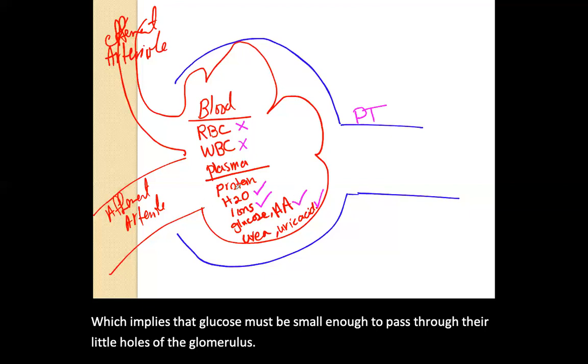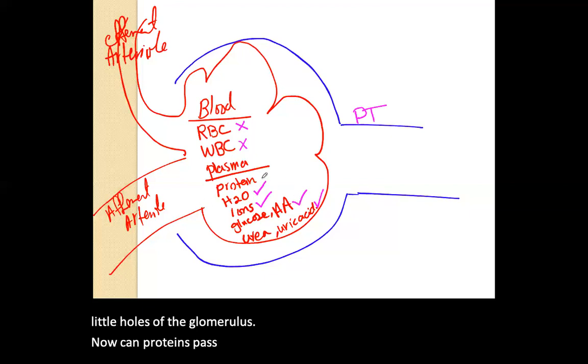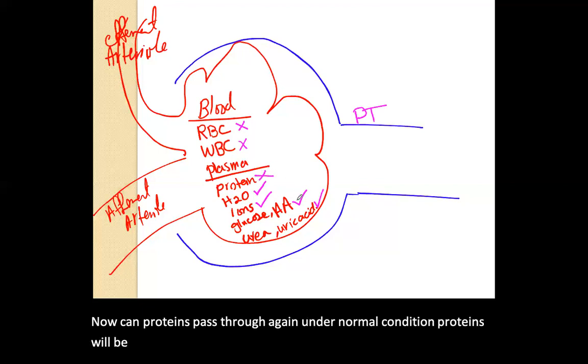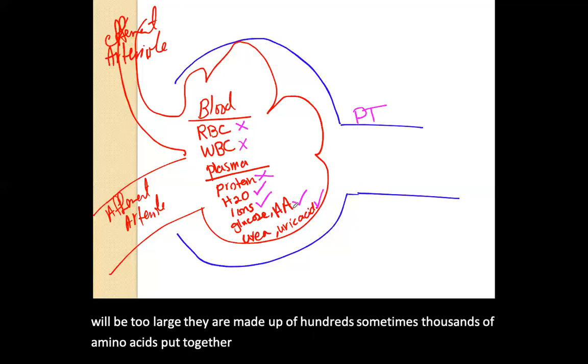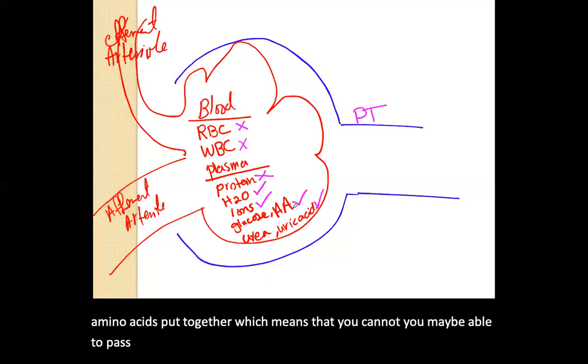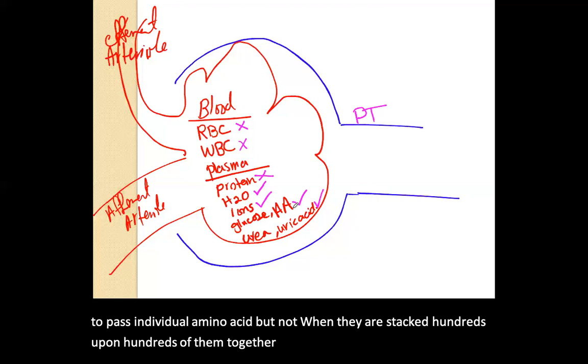Now, can proteins pass through? Again, under normal conditions, proteins will be too large. They're made up of hundreds, sometimes thousands of amino acids put together, which means that you may be able to pass an individual amino acid, but not when they are stacked hundreds upon hundreds of them together. The structure would be too large.